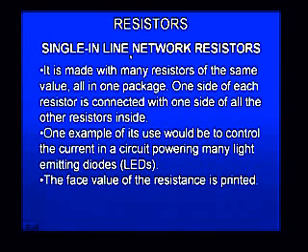The concentration there is to make them very, very tiny, small, and then they will almost look like a small integrated circuit, an IC. So it is made with many resistors. They are called resistor arrays or network resistors, single in line, and they have one resistor or multiple resistors, connected or disconnected. Different types are there. For example, they can be used whenever we use light emitting diodes to control the current through the light emitting diodes. These single in line network resistors or array resistors will be used, and the value of the resistor will generally be printed on them.